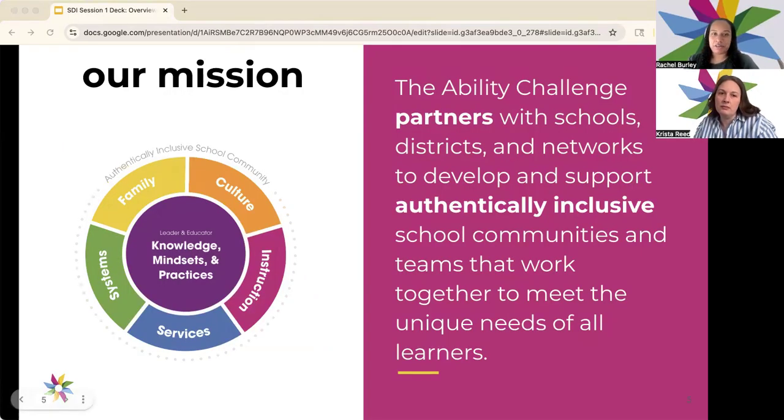All right, so a little bit about our organization. Here at the Ability Challenge, we partner with schools, districts, and networks across the country to strengthen inclusive instruction, IEP quality, and systems that actually work for teachers and students. So our work is grounded in the Thrive framework, which is an evidence-based roadmap for the knowledge, mindsets, and practices required of leaders and educators to create the optimal conditions for diverse learners. And so when we think about specially designed instruction, it sits right at the intersection of all of those things. And it's how we make sure that all learners are making meaningful progress.